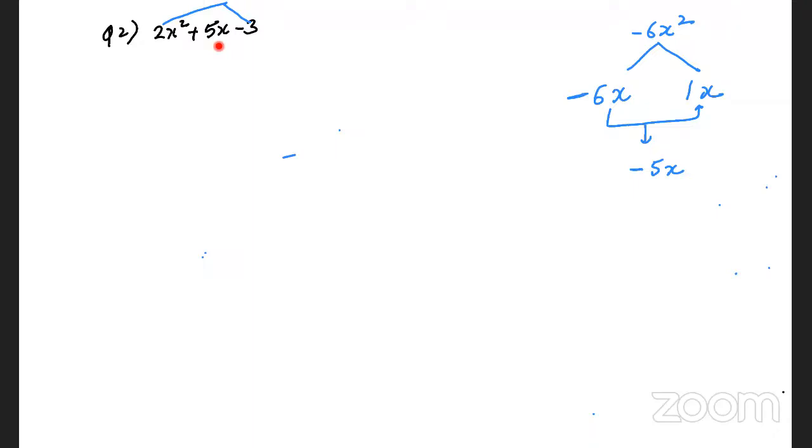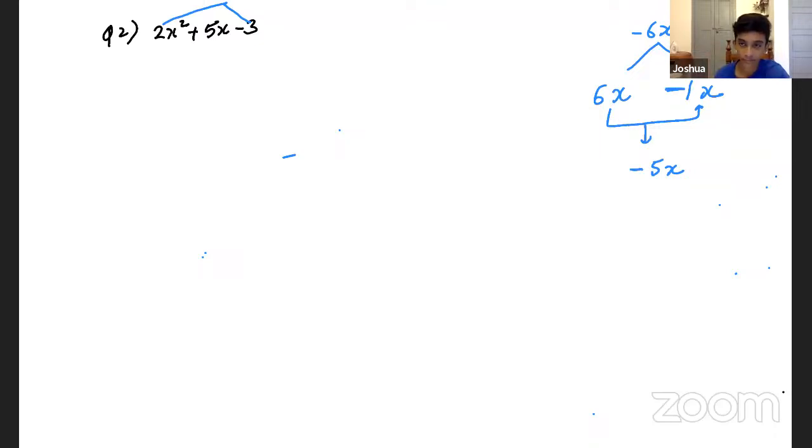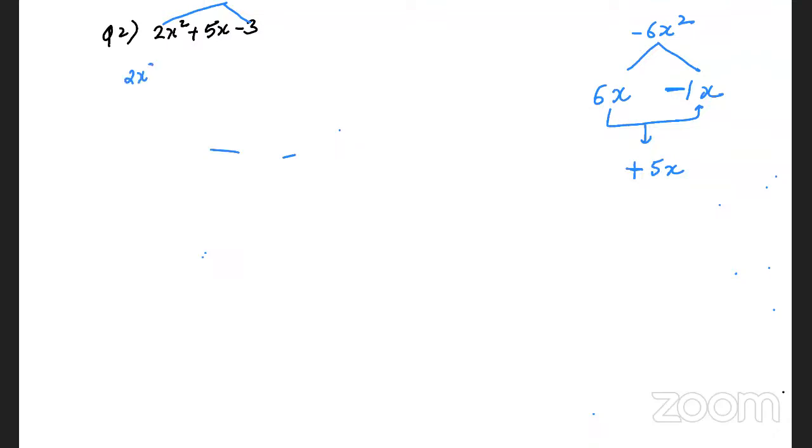Understood, Joshua? So where will you put the minus sign then? On 1. Yes. Then the subtraction will be there because different signs are there, but the answer will be plus because 6 is greater and the sign in front of 6 is plus. So it will become 2x square plus 6x minus 1x minus 3. Understood?